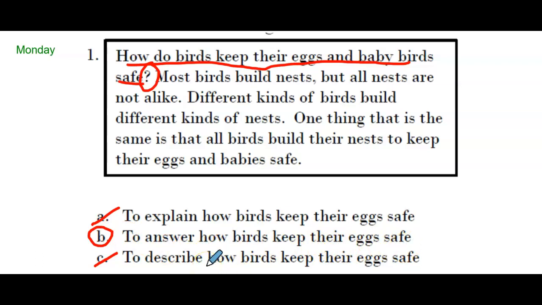Remember, boys and girls, to explain means to tell maybe how something looks. To describe gives us steps like in a recipe or tells us how to do something. So to answer is the best answer choice because the first sentence was a question.